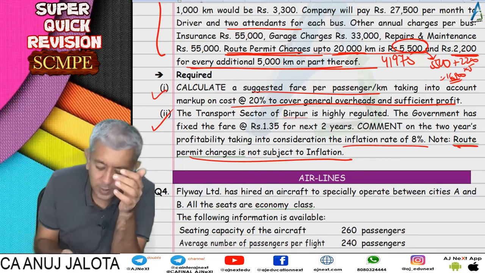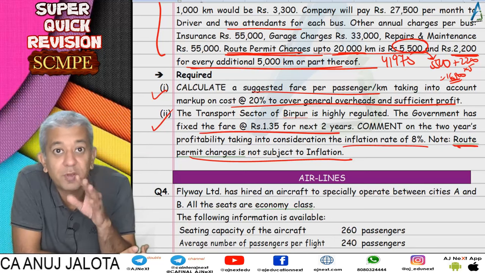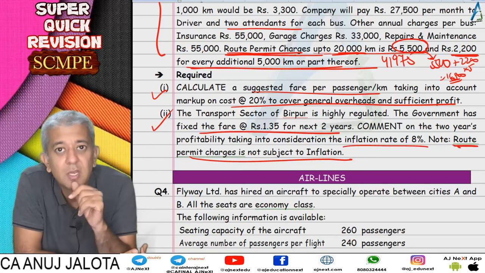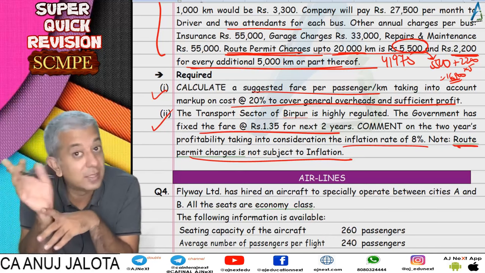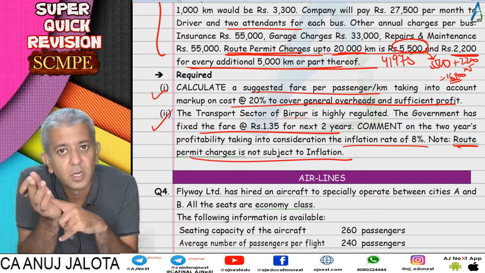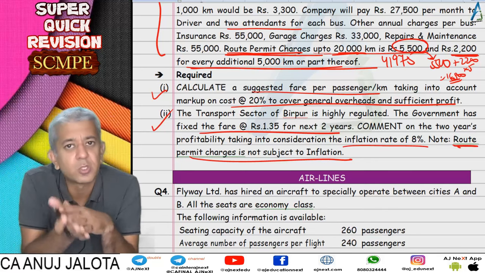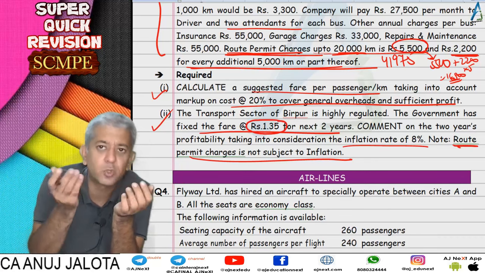Then the government has told us that it will be fixing the rates for the next 2 years at 1.35. So now the fare is given to us. What did we do? We got our revenue, we had our inflated cost, and we had to find out the profit for the next 2 years. Obviously, the profit was declining because the cost is increasing, but the government has told us that this is the only amount you can charge your customers.